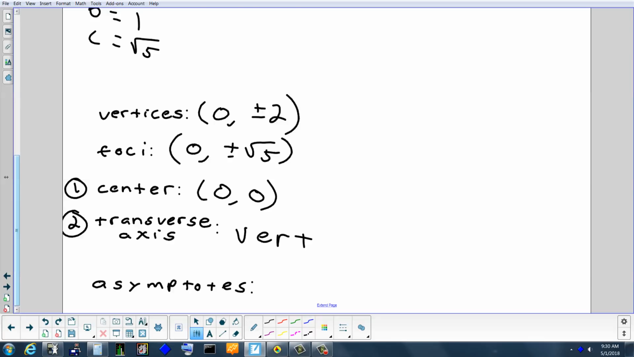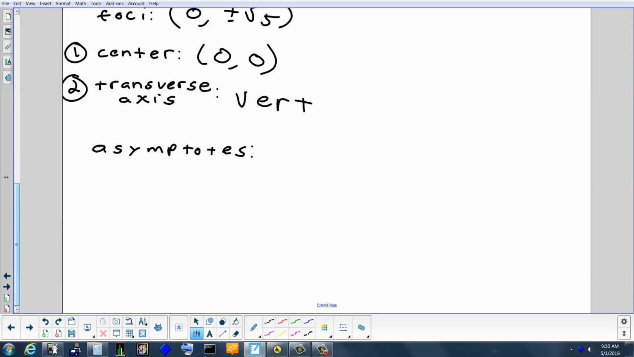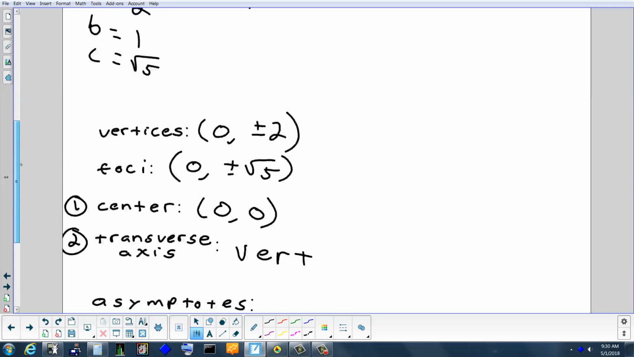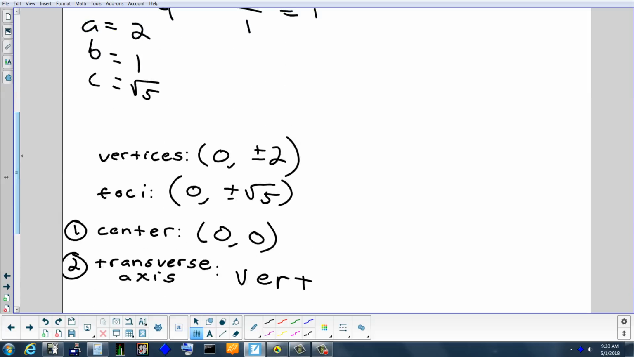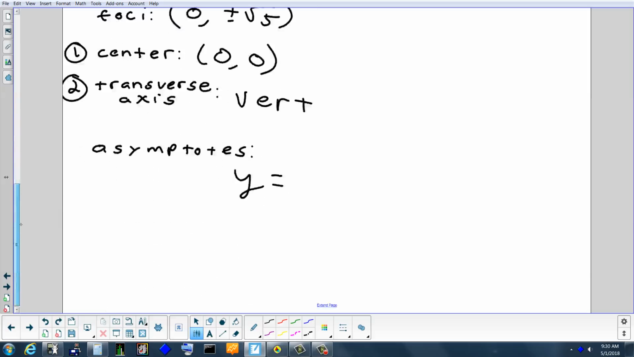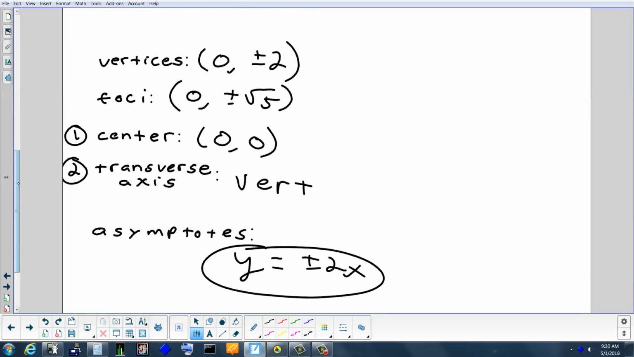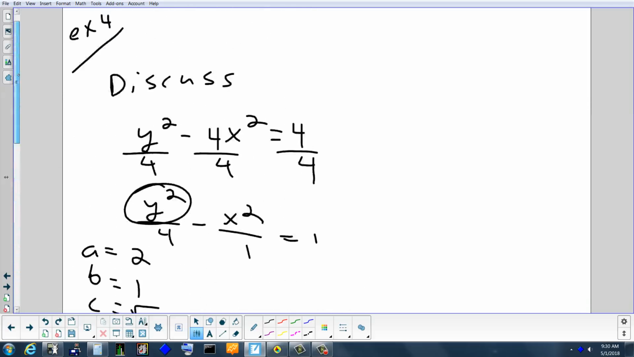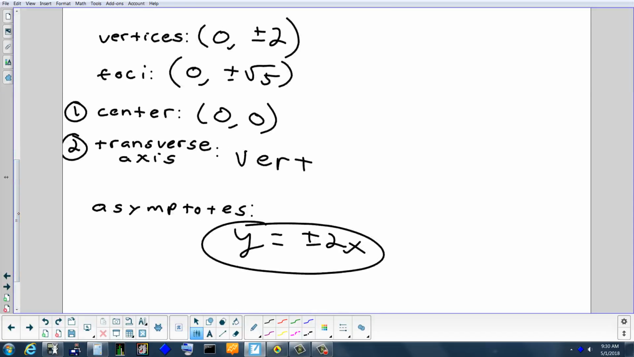And the last thing is my asymptotes. Gracie, what's the slope of my asymptotes when they're vertical? VAB, so it's 2 over 1. Yep, VAB, a over b, 2 over 1. I'm fine if you just want to write y equals plus or minus 2x. So there's your asymptotes. Okay. Questions on that one?